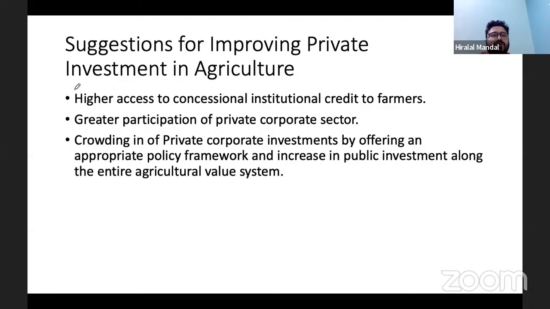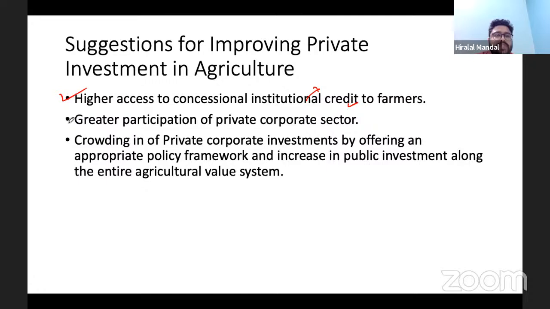The one is, of course, providing the credit at a concessional rate. The government is already providing the credit at a concessional rate. There are already schemes under this one. A concession of 3% is offered to the farmers, okay, and they can get the credit at a lower level. But more distribution of the institutional credit is expected.